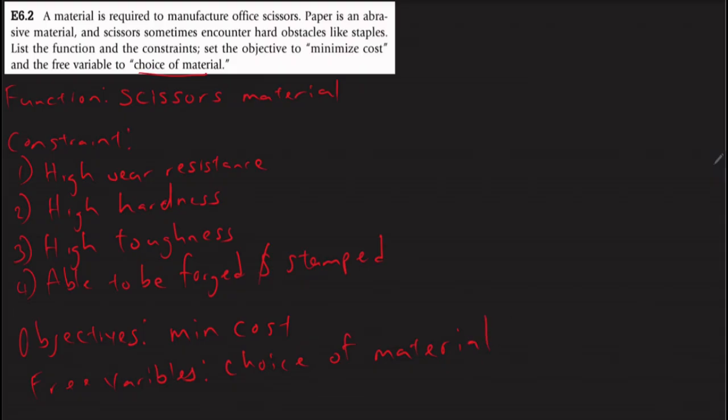So now let's go to question 6.3. For question 6.3, take a second, pause the video and read the question. In this question, we are still determining the function, constraint, objective, and free variable. The function is usually in the first line of the question: a material is required for a heat exchanger. So heat exchanger material, that's what we are looking for.